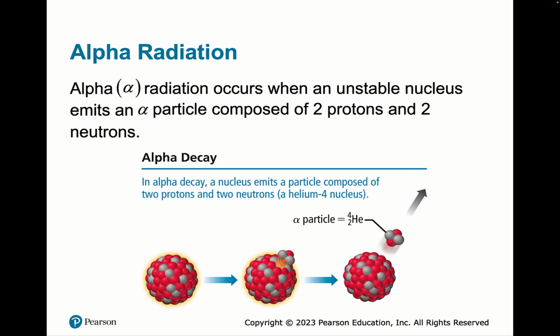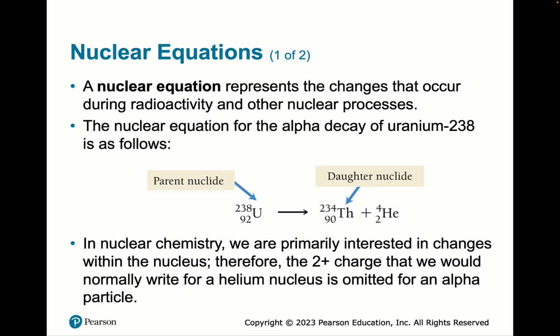So let's talk about the different types of radiation. The first one is alpha radiation. And alpha radiation is a helium nucleus. And what happens when something releases an alpha particle, it decreases its atomic number by 2, and it decreases mass by 4.